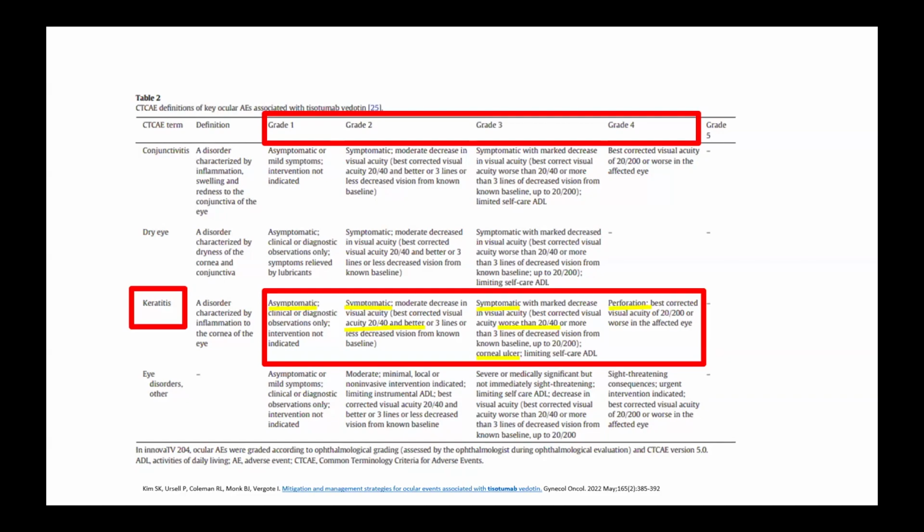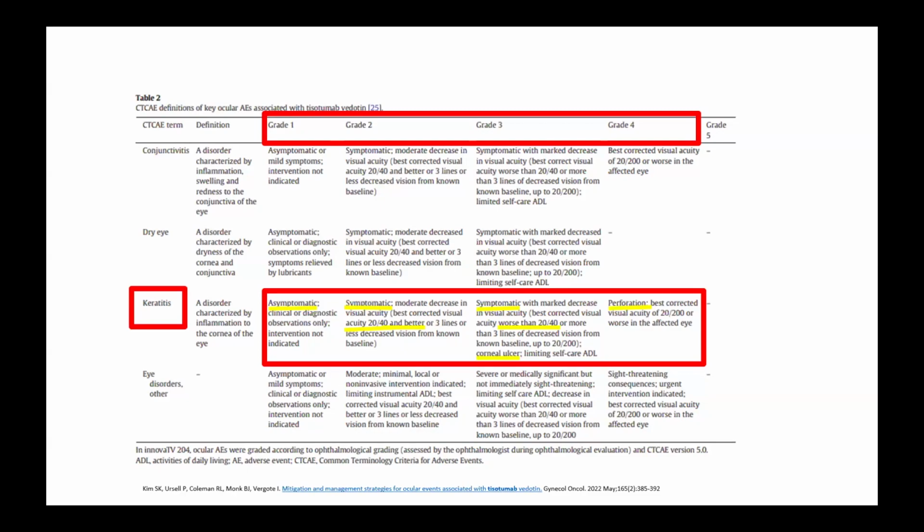So if you're grade 1, it's less severe. If you're grade 4, it's vision threatening, and grade 5, which we don't, thank goodness, have to deal with in the ocular world, is death. But I gave you a few samples here. There are over 20 different classifications for ocular disorders, ranging from conjunctivitis to retinal disorders to optic nerve disorders. Here I included conjunctivitis, dry eye, and keratitis. We're going to focus on keratitis because that is by far and away the most common side effect with the antibody drug conjugates as a class.